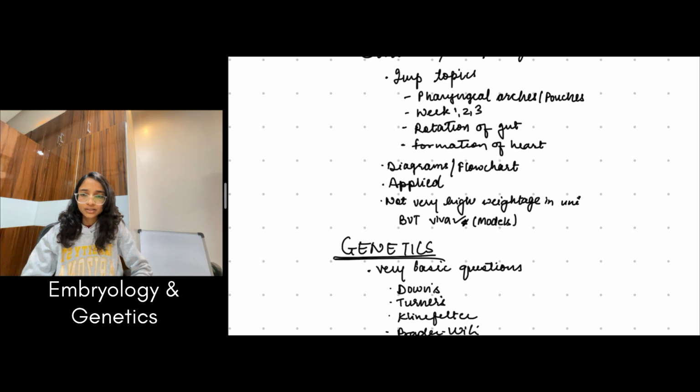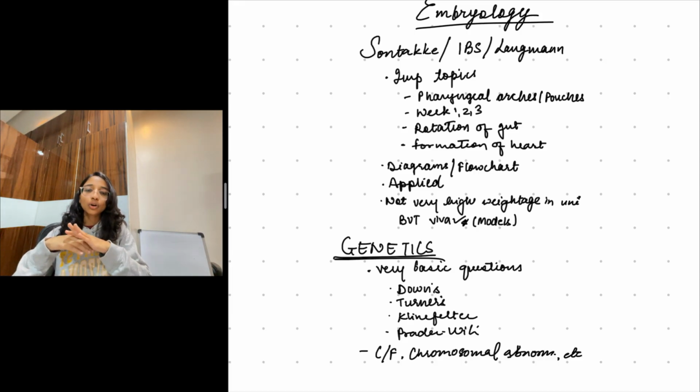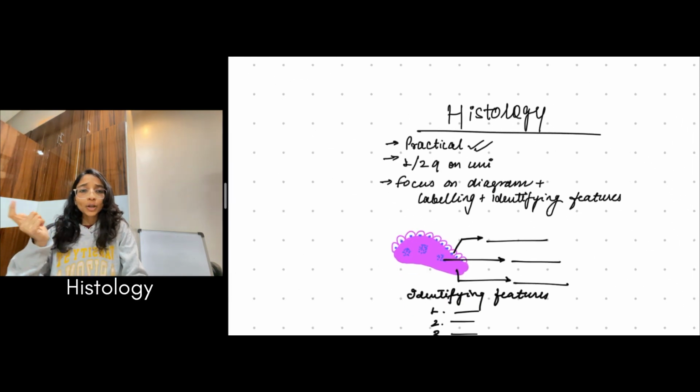Then we have genetics. Very basic questions usually come from genetics. Otherwise, they don't even ask it. Usually in Viva, maybe. In which again we have Down syndrome, Turner syndrome, Klinefelter, Prader-Willi. All these things you need to get a list of importance from either your seniors or Bhalani or whatever PDF that your college follows. In this, you'll be asked to write the clinical features, the abnormalities of chromosome. That's it.